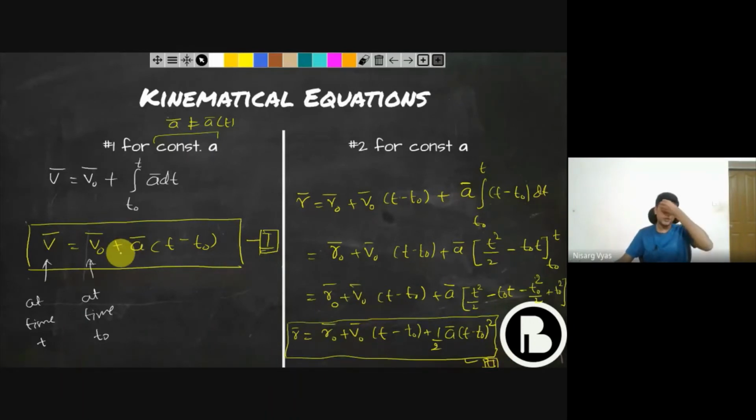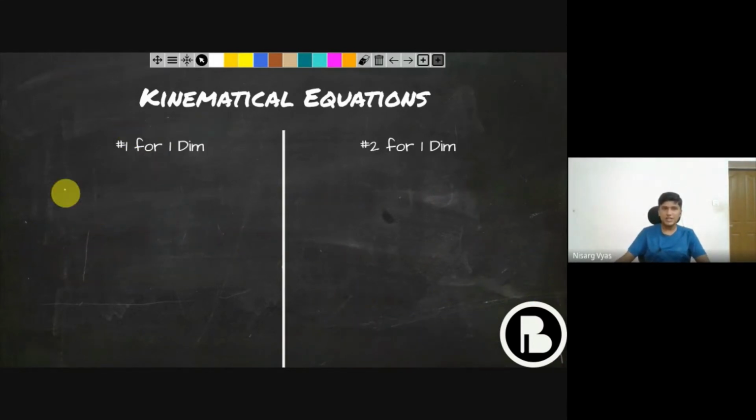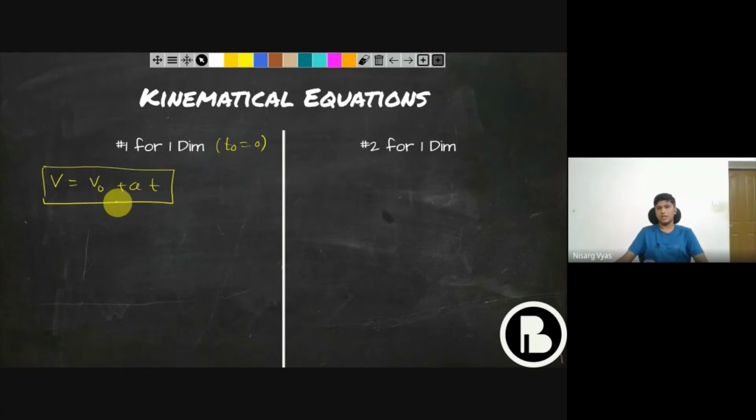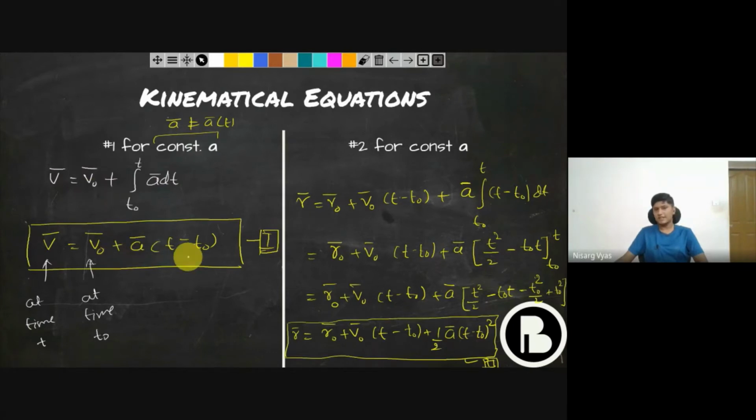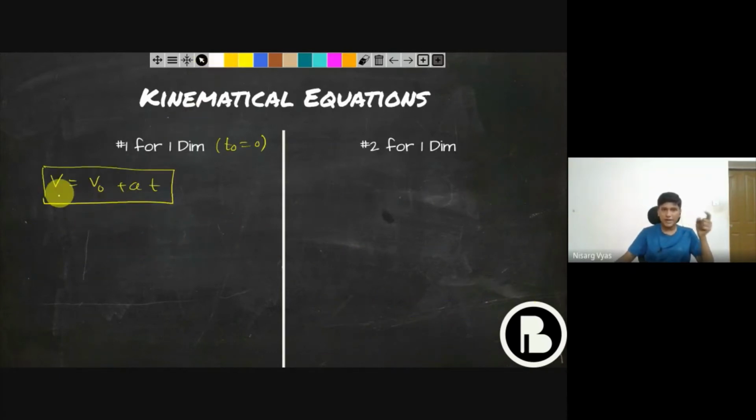And now if you actually focus on one dimension, then these equations become very simple. Focus on one dimension, then this becomes v only, this becomes v naught only, this becomes a only. Then life is very simple: v equal to v naught plus at. And for one dimension, if you put time t naught equal to 0, these are the equations you started with.